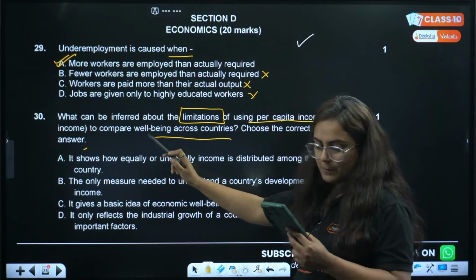Fine, waiting for the answers. Kunal Kishore is here with the answer C. So, bhai, the limitation of, okay, the limitation of what?